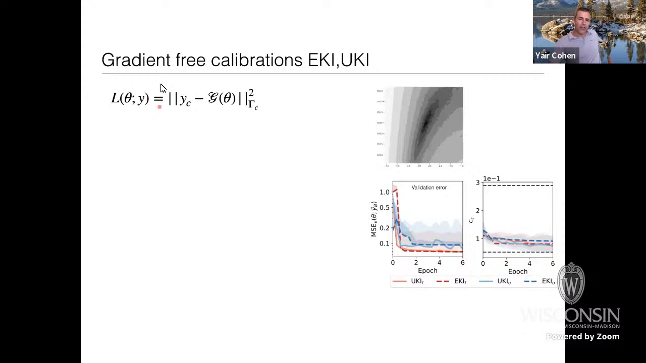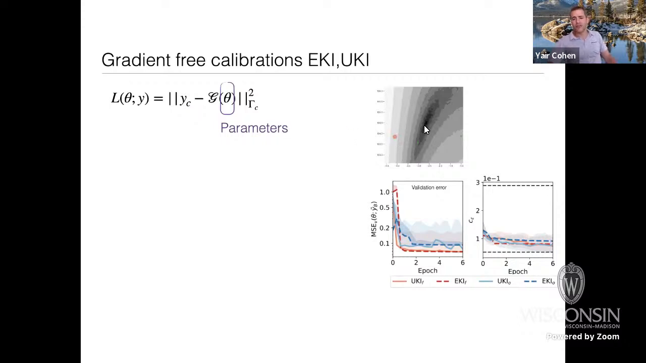And then what we basically use is a gradient-free calibration, ensemble Kalman inversion, or unscented Kalman inversion, which you can find in one of the papers of the group. And the idea is that you construct a loss function between the LES, the observed data, and the EDMF, given a set of parameters, and you normalize it so that everything's normalized by some covariance matrix. And this is what you try to minimize.